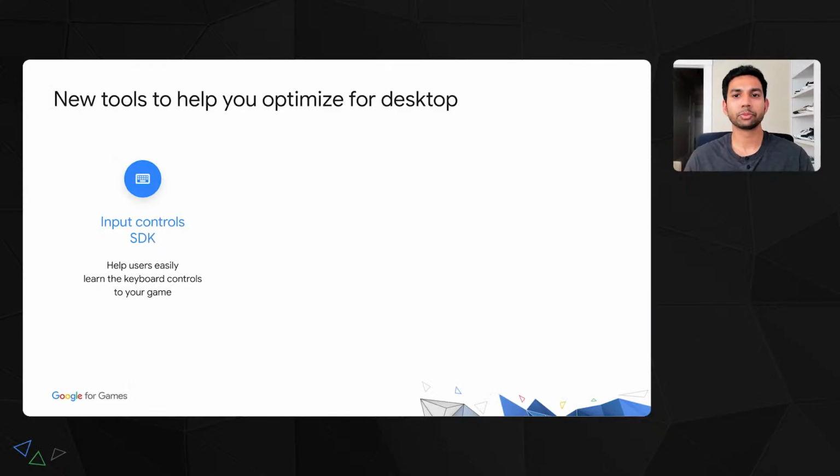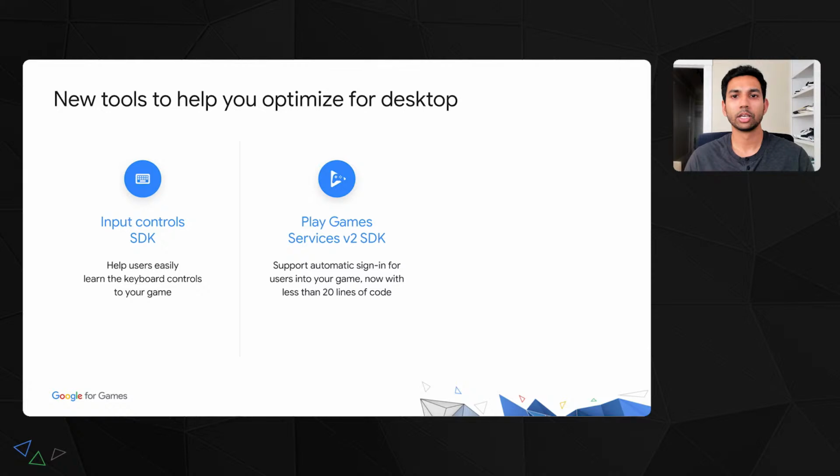In addition to everything we've covered so far, we've also created a number of tools to make it easier to optimize your game. When playing a game with keyboard and mouse controls for the first time, learning the controls for the game can be really important. For this, we've developed a lightweight input controls SDK to help you share controls with players through our in-game menu. Second, we have an updated Play Game Services SDK to help support continuity of play between devices. You may already be using Play Game Services, but with our updated V2 SDK, you can now support automatic sign-in with just a few lines of code.